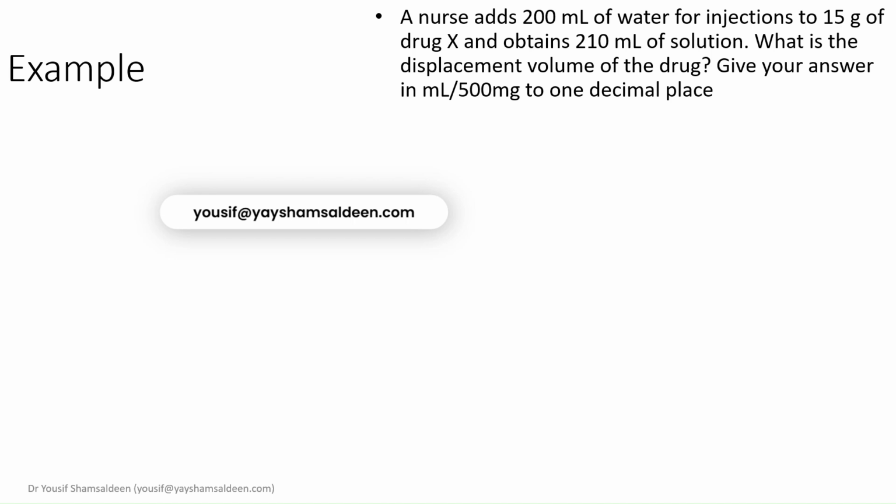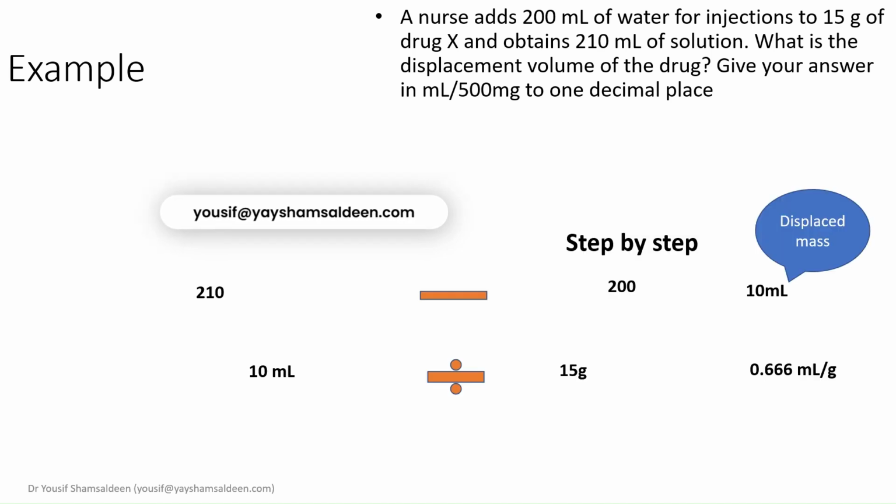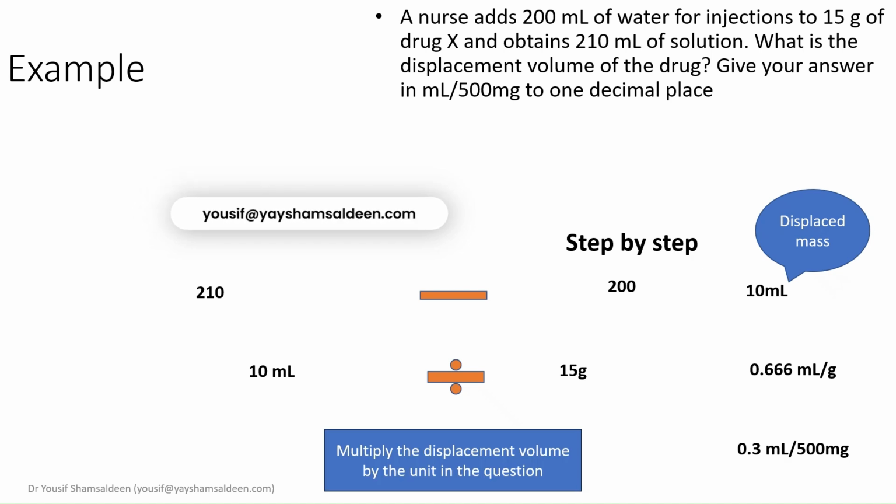Now, if the question is about calculating, let's take the same scenario, the same example, but give your answer in milliliter per 500 milligrams. Now we do the same steps, but with an extra third step by multiplying whatever we got by the 500 milligrams, which is 0.5 grams. Why we converted to 0.5 gram? Because the displacement volume is in grams. So we simply add the third step of multiplying the 0.66 milliliter per gram by 0.5, and this will give us 0.3 milliliter per 500 milligrams.